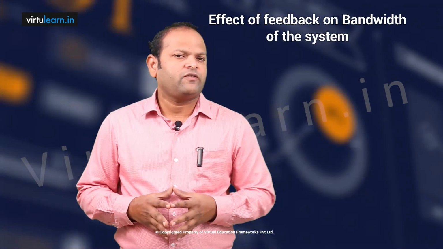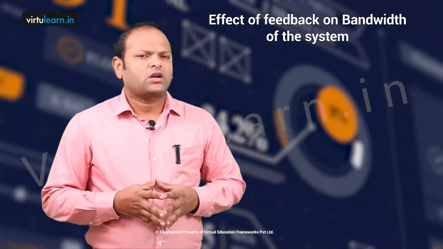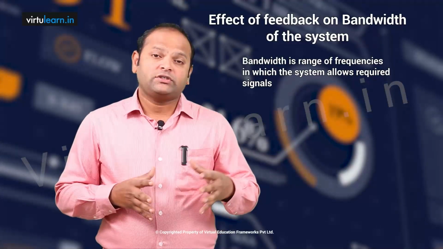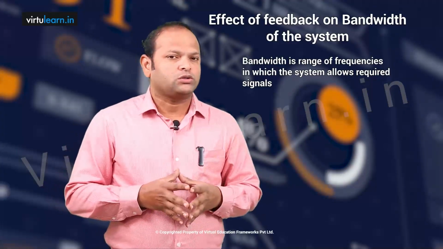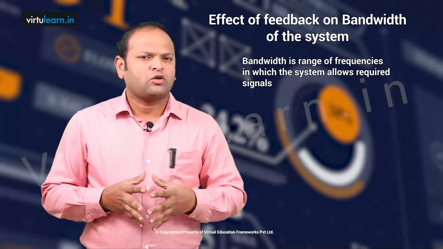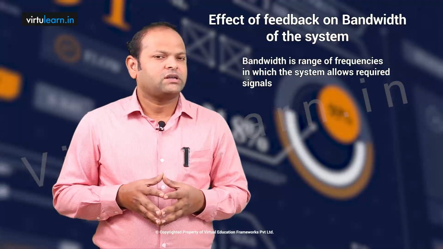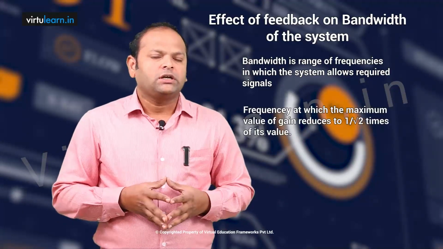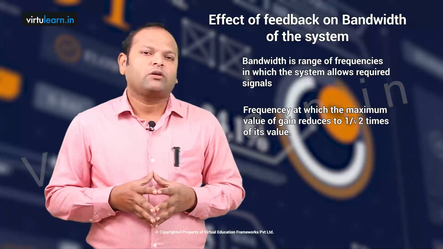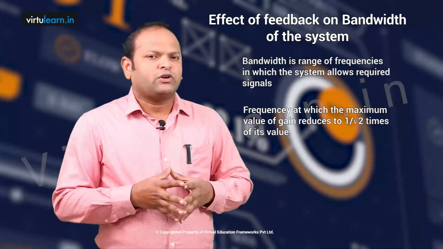Now we'll see what is the effect of feedback on the bandwidth of the system. Basically, what is bandwidth? Bandwidth is a range of frequencies for which the system allows those signals. Generally, control systems are low pass filters, therefore the bandwidth for such a system is the frequency at which the gain of the system reduces from its maximum value to 1 by root 2 times its maximum value. So that is what the bandwidth is.